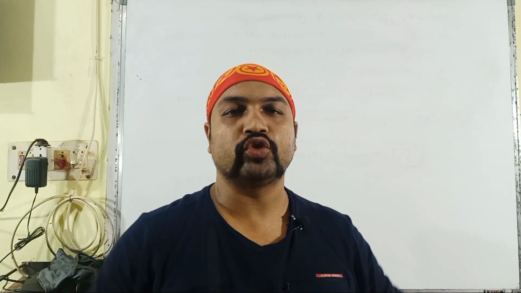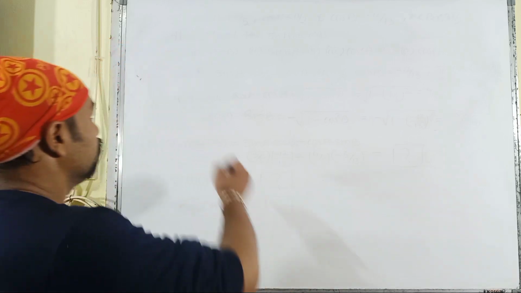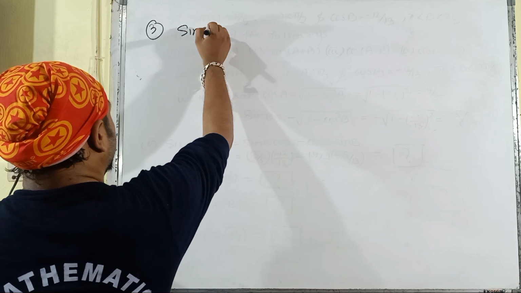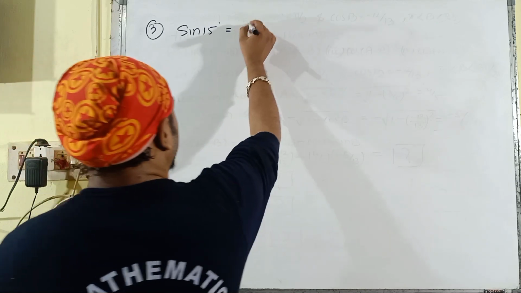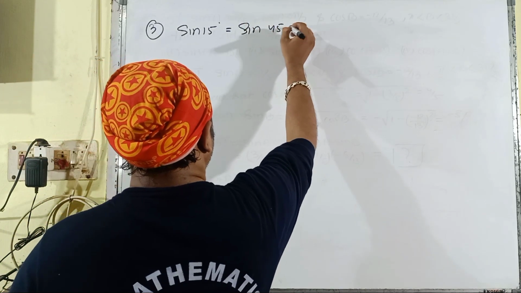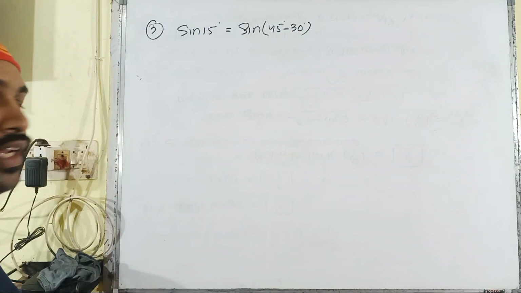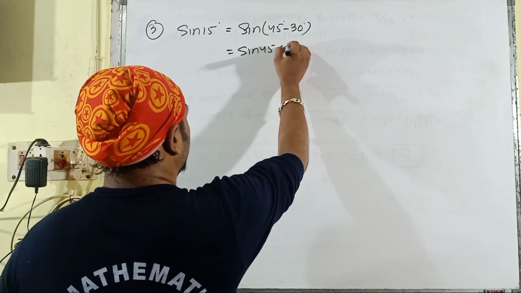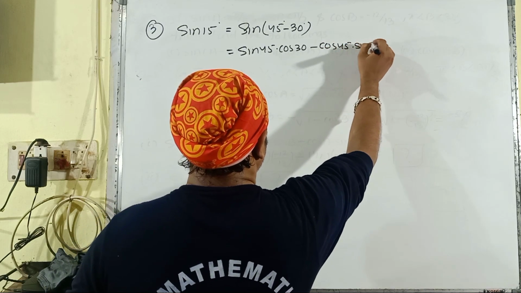In problem number 3, we have to evaluate some particular values of trigonometric functions by using the concept of trigonometric ratios of compound angle. So first of all, let us go through the value of sine 15 degree. Sine 15 degree can be evaluated by using the concept of sine (A minus B). Here A is equal to 45 degree and B is equal to 30 degree. Then it will be in the form of sine 45 into cos 30 minus cos 45 into sine 30.